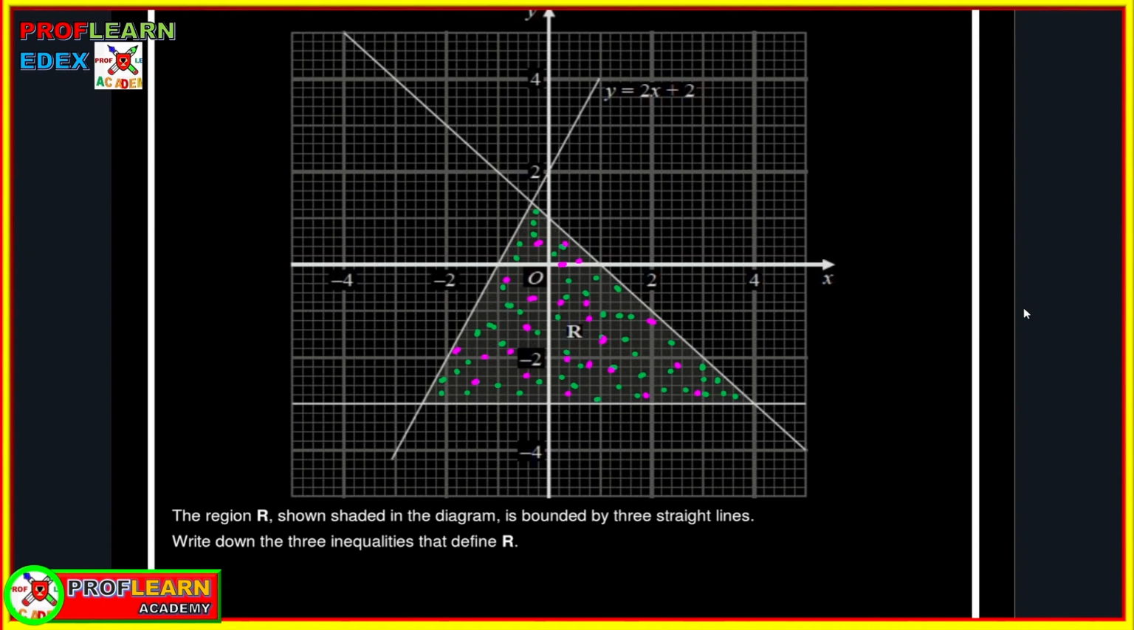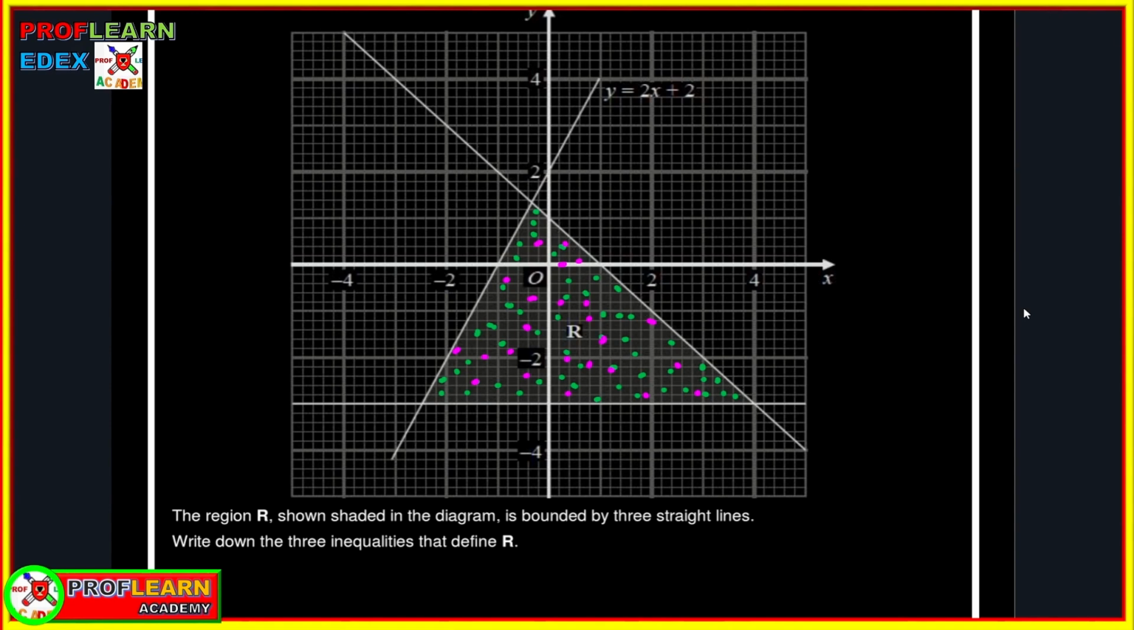The region R shown shaded in the diagram is bounded by three straight lines. Write down the three inequalities that define R. The first thing you need to do is find the equation of the straight line. Then the most appropriate inequality is obtained by selecting a point from the shaded region and using it to test.